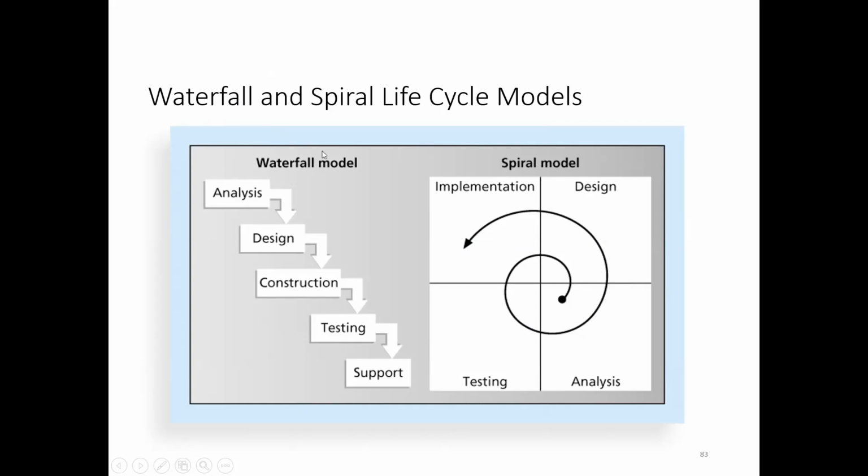The waterfall method is used in the construction industry, and the waterfall model is a predictive life cycle. The spiral model is an adaptive life cycle. It means we adapt, in the software.